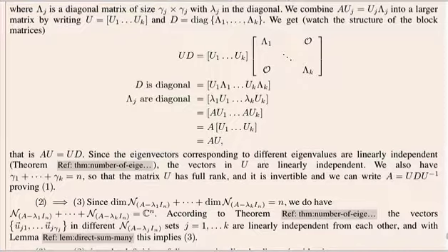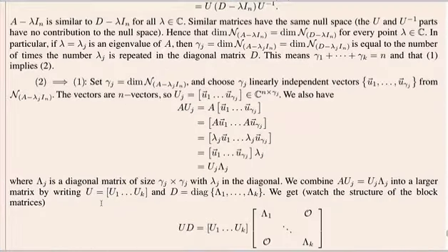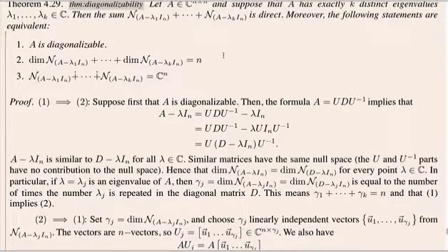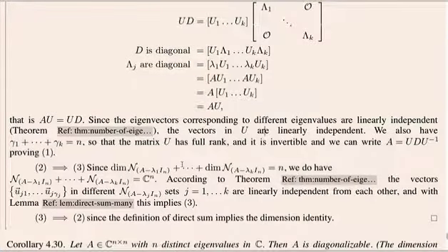To prove the implication from 2 to 3, if we know that the dimensions of the null spaces summed up equal n, then the direct sum of the null spaces equals C^n.